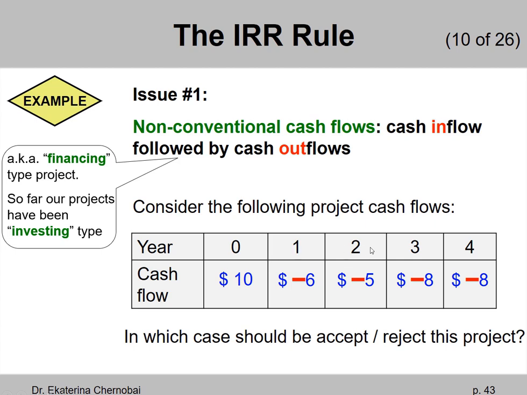In years 1, 2, 3, and 4, you would be paying $6, $5, $8, and $8 respectively. So I kept the dollar amounts the same, but I switched the signs. In which case should we accept or reject this project? So let's approach it the same way as the identical problem with the switched signs.